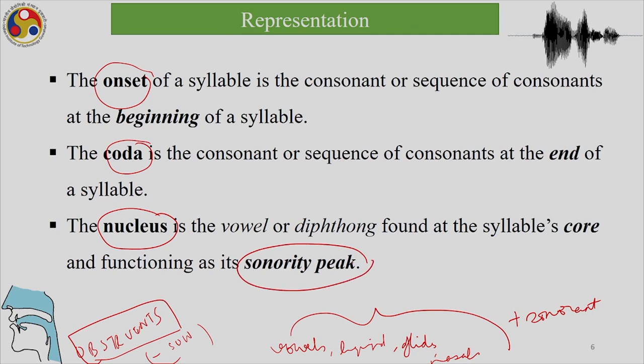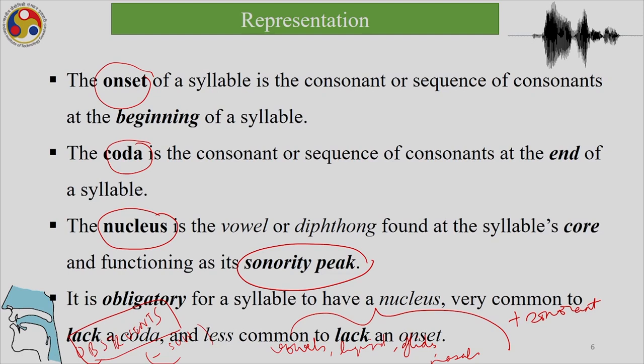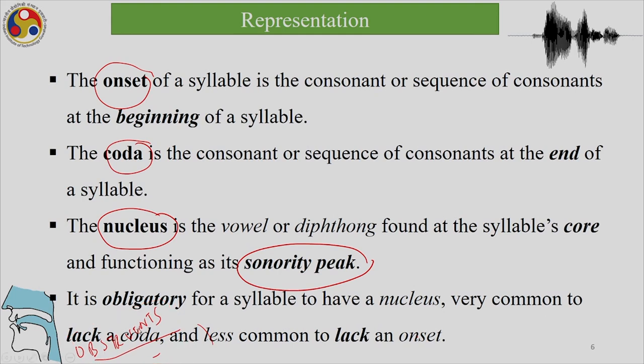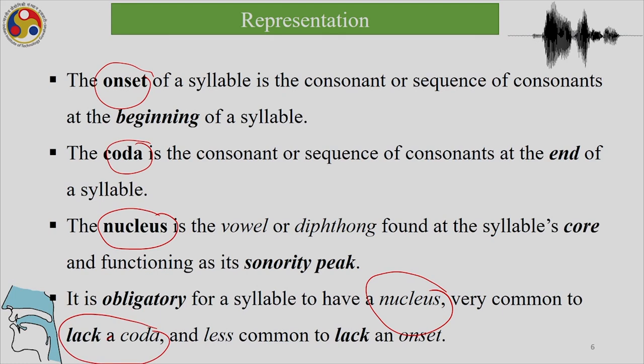As a result, often the nucleus is almost always occupied by a vowel, which is the segment with the highest sonority peak. So it is obligatory for a syllable to have a nucleus, very common to lack a coda in languages, and less common to lack an onset. So that is more or less how you would see syllables in languages. A syllable would always have a nucleus and an onset most of the time, but across languages to lack a coda is more common. So the linguistic pressure in a language is to avoid a coda, but to always have a nucleus, and if possible have an onset, but do the most to avoid a coda. In general, that is what we see in languages.